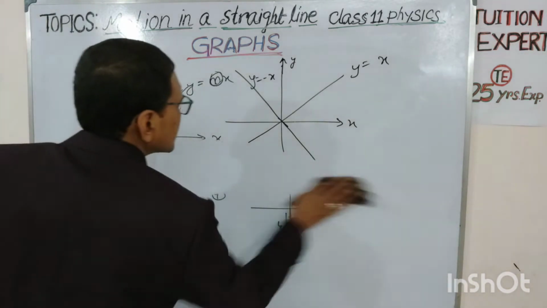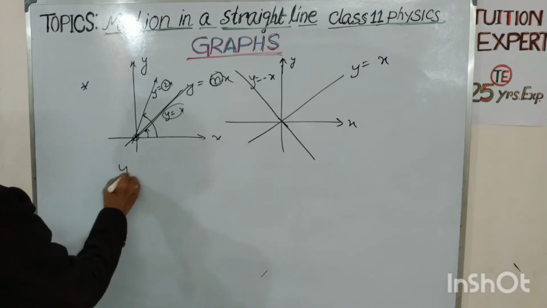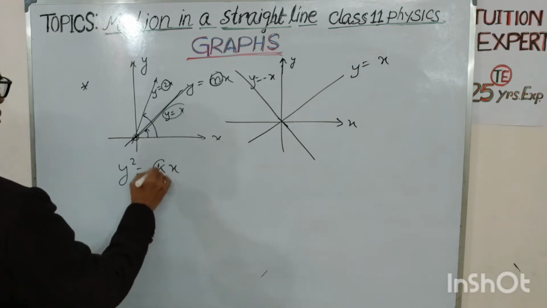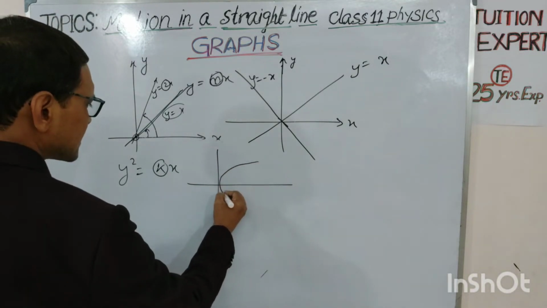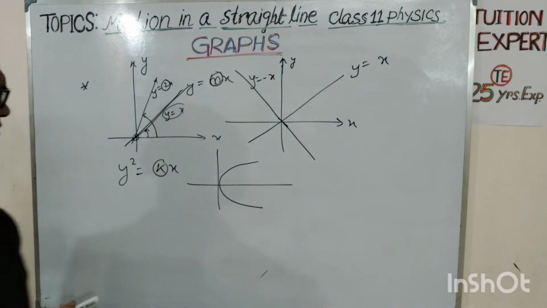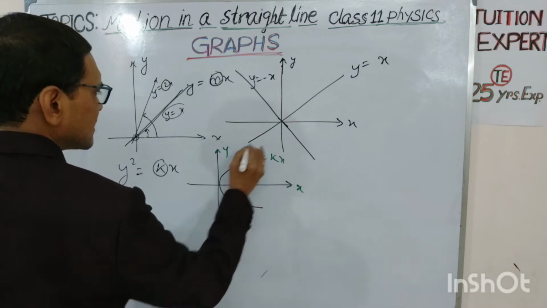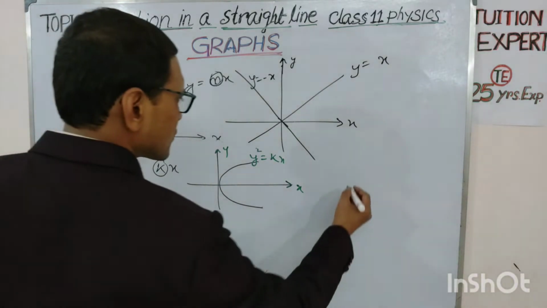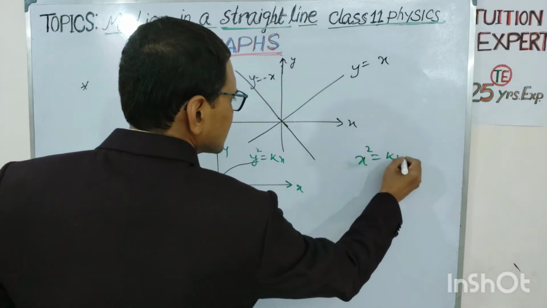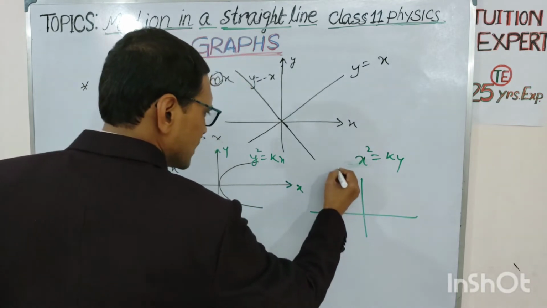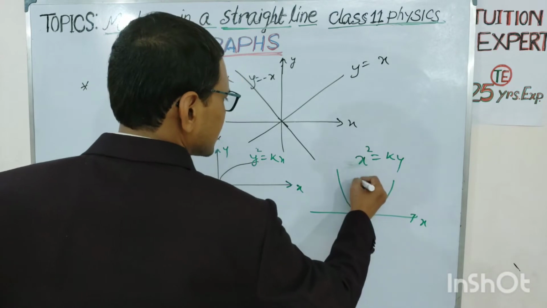Now suppose y square equal to kx, where k is a constant. What will be the graph? y square equal to x is a parabola. This graph will be like this. This is x, y. This graph will be y square equal to kx. Now, what is the graph of x square equal to ky? The graph will be this way. This is x square equal to ky. This is x, y.